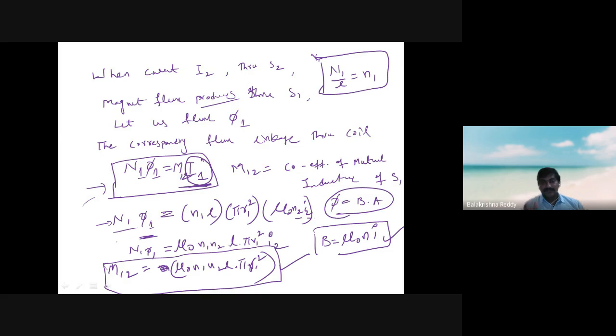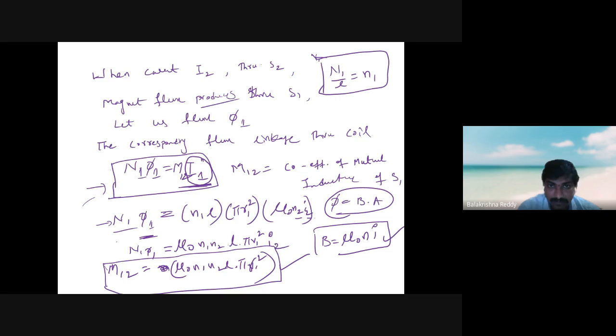Now, when I set up a current in I2, I produce a current in coil 1. The same thing if I set up the current I1 in coil 1 and produce the current in coil 2, then I'll get the effect of mutual inductance, the coefficient of mutual induction of coil 2 with respect to coil 1, that I can write as N2 phi 2 equal to M21 into I2. This is the same thing we have written in the coil 1 case.